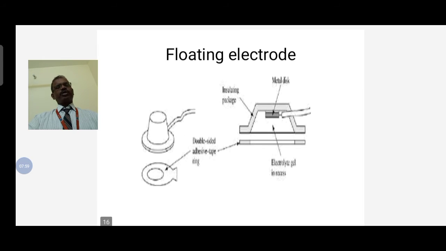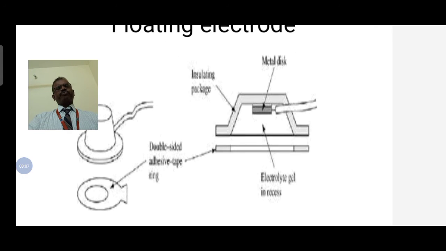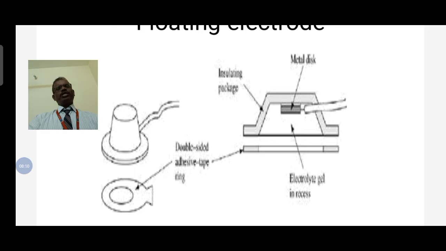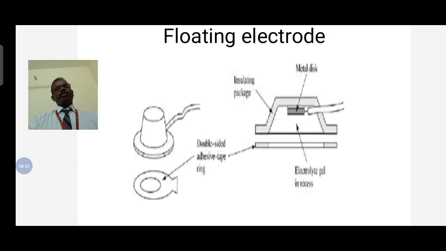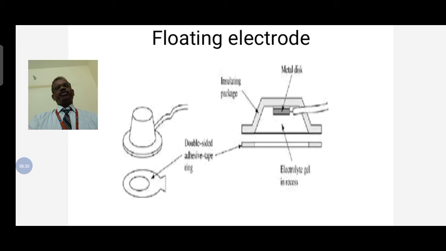And the floating electrodes. These are the major diagrams for the floating electrodes. The metal disc and the interface electrolyte gel are applied here. This one is the insulating package. This is the double-sided adhesive tape ring. These are the major parts of the construction of the floating electrodes.